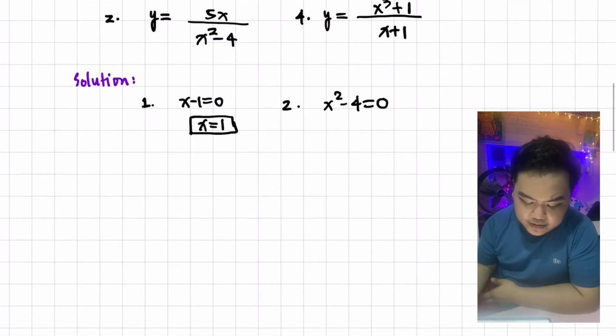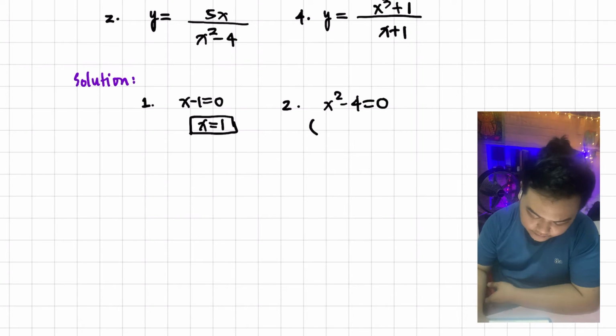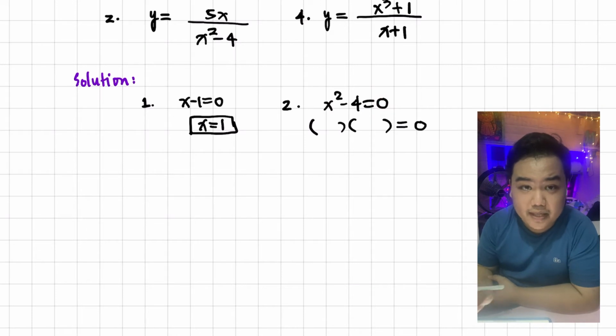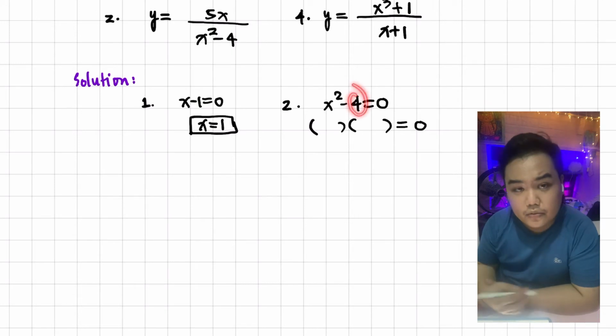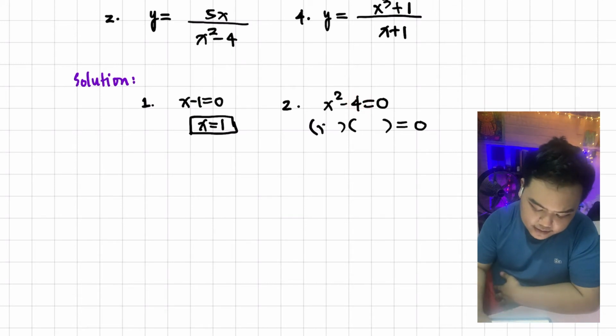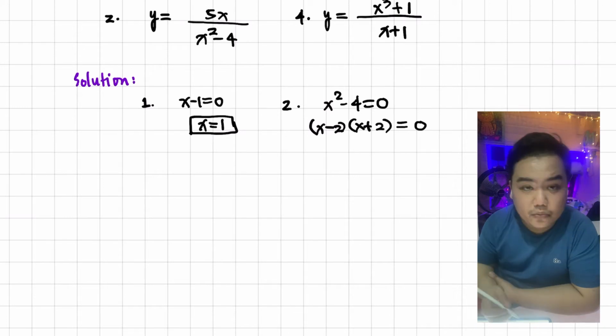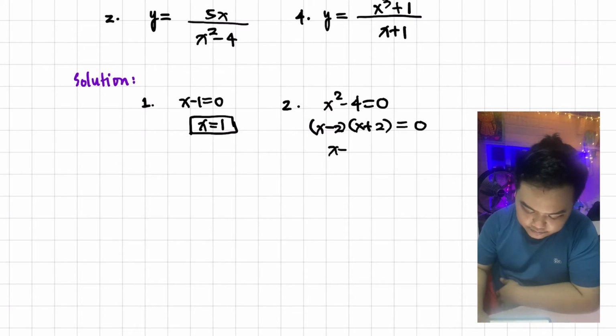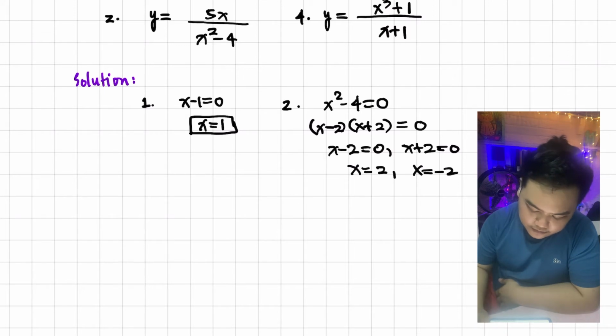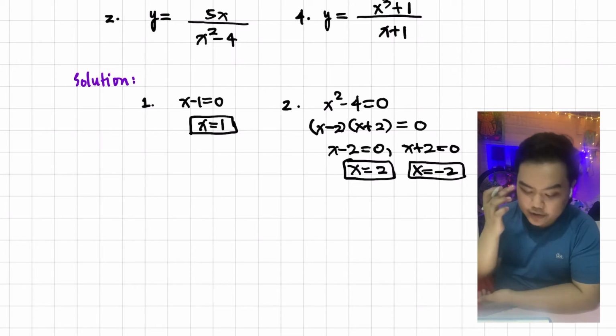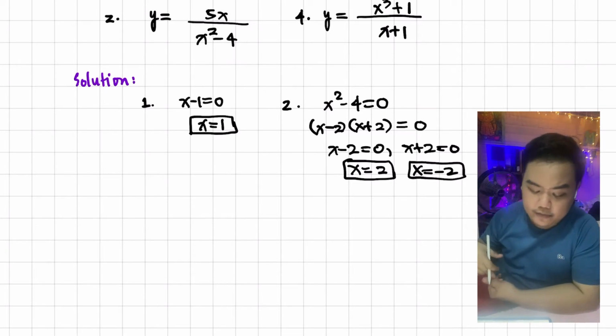And how do we compute using the factoring method? Kailangan naka-0 yung isang side. Naka-0 na to, no problem. So, x squared minus 4 is a difference of 2 squares because 4 is 2 squared. So, the factors must be x minus 2, x plus 2. And then equate each factor to 0. And then solve for x in each equation. So, there you have it. You have two vertical asymptotes. Ang weird, no? Pwedeng isang vertical asymptote, pwedeng dalawang vertical asymptote.